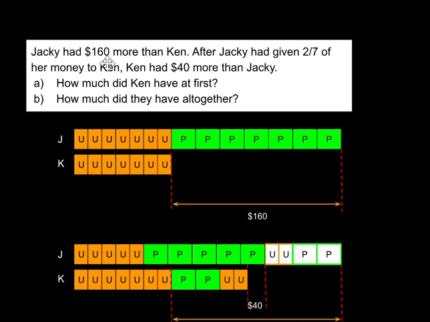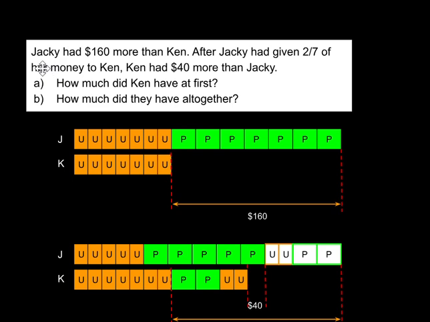Jacky has $160 more than Ken. After Jacky has given 2/7 of her money to Ken, Ken has $40 more than Jacky. How much did Ken have at first? And how much did they have altogether?